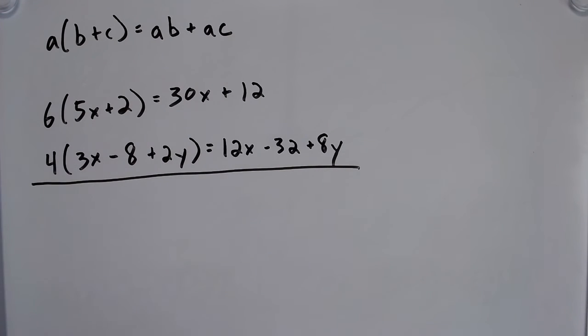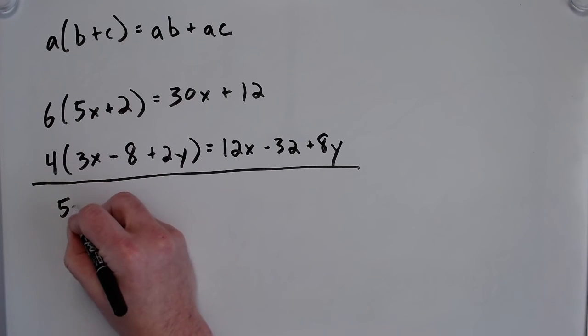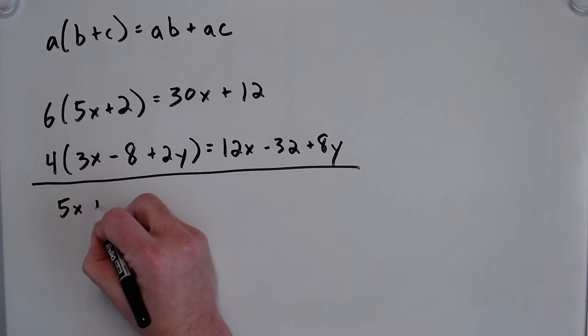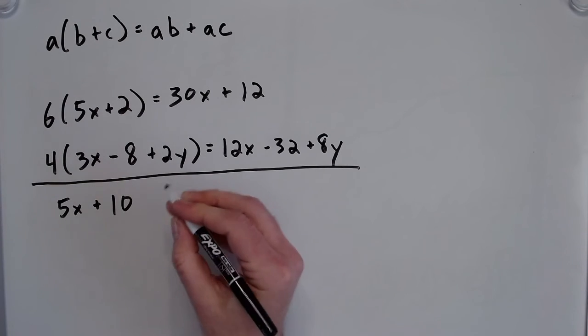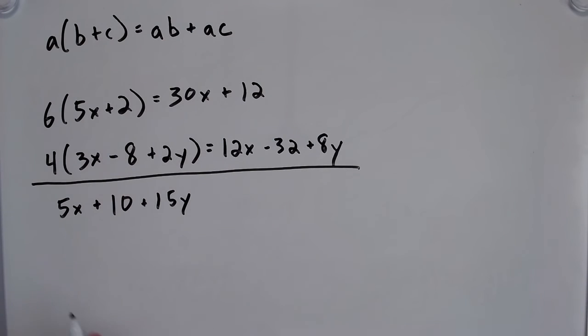Ready to go backwards? We're going to go backwards. We will now factor. We'll do the opposite operation of what we just did. So let's try 5x plus 10 plus 15y. So what is the common factor? When you need to factor and do the opposite, you need to find what can be pulled out of each item here. So in this case, it's 5. So let's divide each of these by 5 and see what happens.